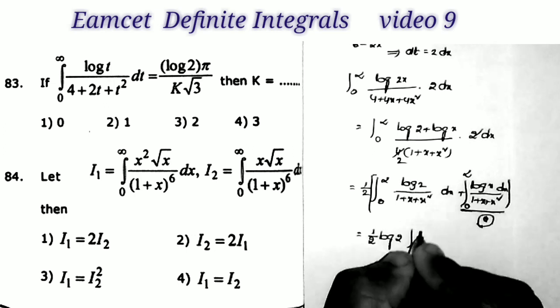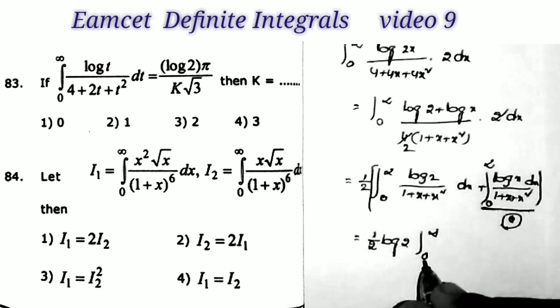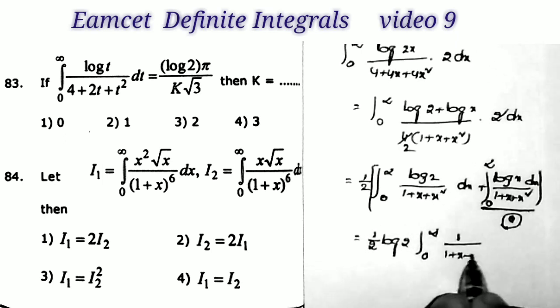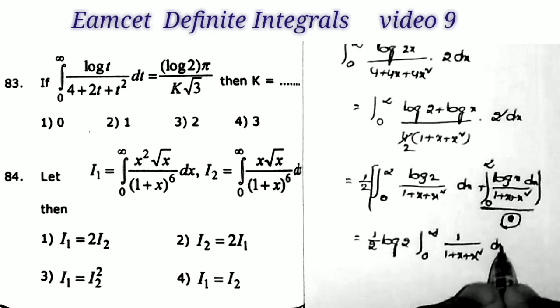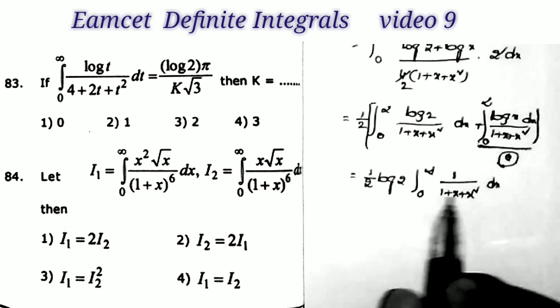Now writing the constant before the integration, that is 1 by 2 into log 2 into the integral from 0 to infinity. What is the remaining value? 1 by 1 plus x square into dx. Now how to take the integration? This is the standard integration type problem. Now we solve this question by using the standard form.